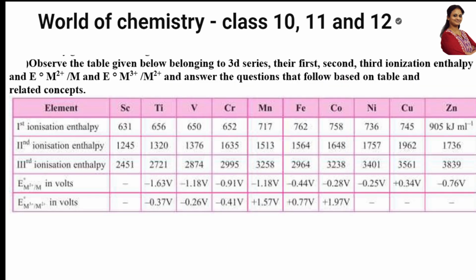Next question. There's one more table here. Let us read. Observe the table given below belonging to the 3D series, their first, second, and third ionization enthalpies. This is the concept. And electrode potential values, M2+/M and M3+/M2+. In the case of M2+/M, it is gaining electrons; M3+/M2+ is gaining 1 electron. Answer the following questions based on that. Ionization enthalpy is given, and electrode potential values are also given.